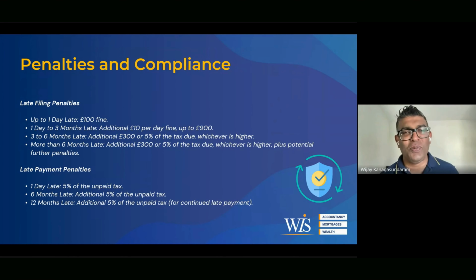Penalties: nobody likes this word, but it's my duty to give a bit of understanding of how much this will be. If your return is at least a day late, you'll get a £100 automatic penalty. From 1 day to 3 months, £10 per day, so it can go up to £900. And 3 to 6 months late, an additional £300 on top of the £900, and they can also charge 5% of the tax due, whichever is higher. More than 6 months, an additional £300, again 5% of the tax due, whichever is higher, plus potential further penalties. And also the interest, right?